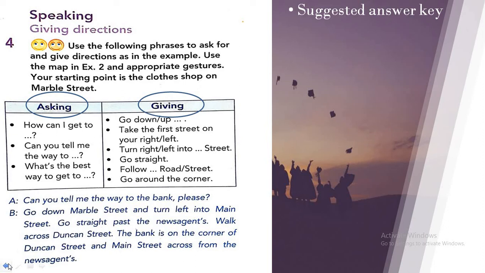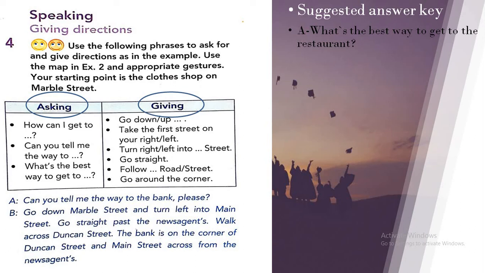4. Go straight, you say go straight. 5. Follow the road or street, go around the corner. Okay, this is the way how we give a direction. So let me give you a suggested answer key. This is just a suggested answer key. You can change the way you give direction.